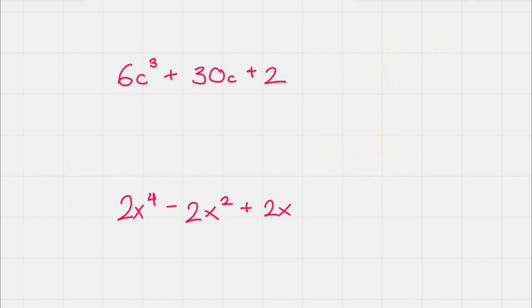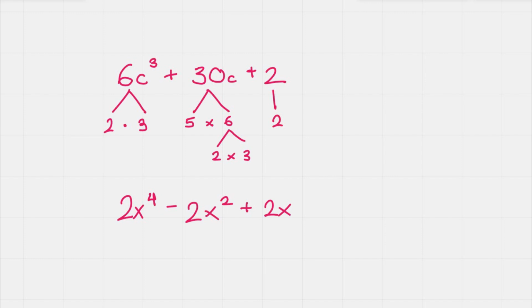So the first question we have is 6c to the power of 3 plus 30c plus 2. To start off, let's use factor trees to find the prime factors of each of the coefficients. So beginning with 6, 6 can be split into the prime factors 2 and 3. 30 can be broken down into 6 and 5, but we can further split 6 into, again, 2 and 3. And 2 in itself is already a prime number, so it would just be 2.